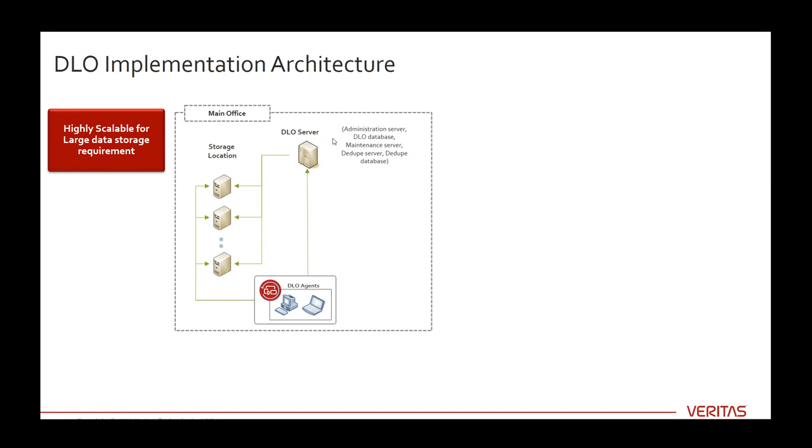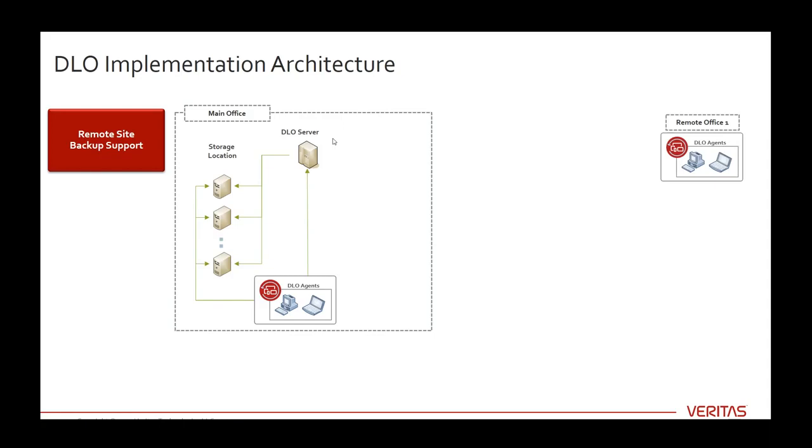So DLO server, DLO agent, DLO storage, the license, everything is part of one single license component. Okay, no need to buy any DLO server separately. No need to buy any DLO agent separately. Once you buy the DLO license, one single license, you will get everything. But whatever the hardware, the customer uses their existing hardware.